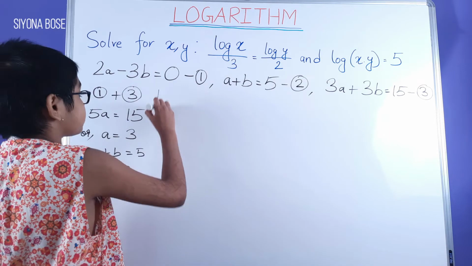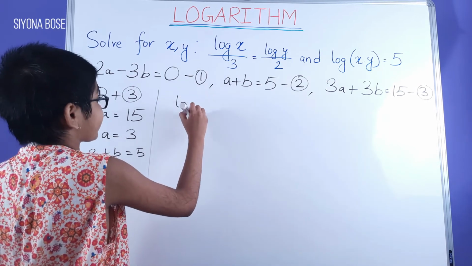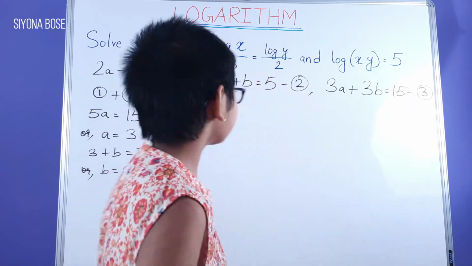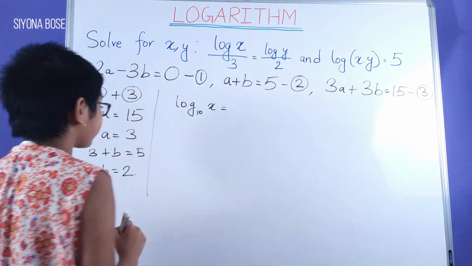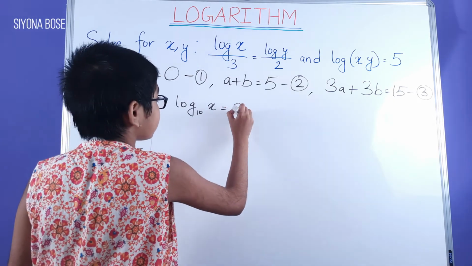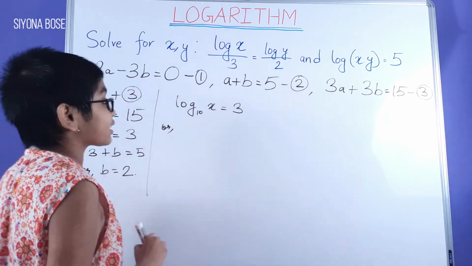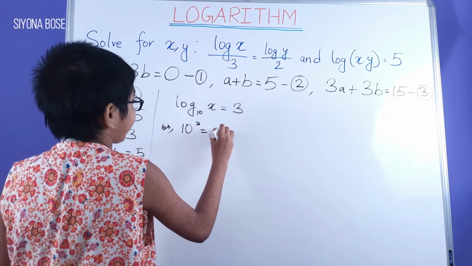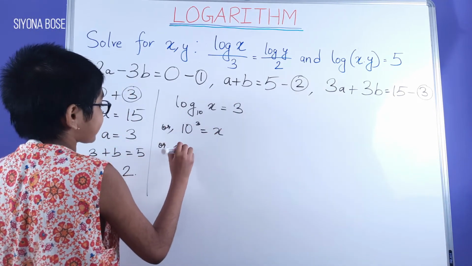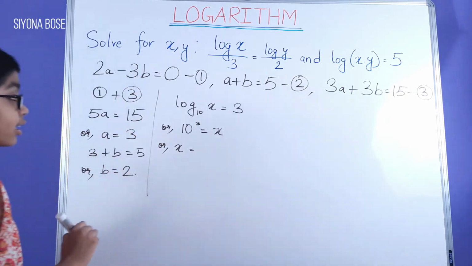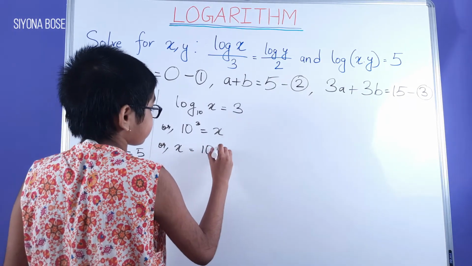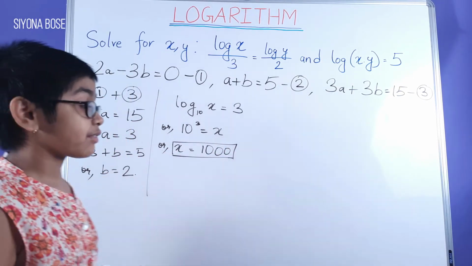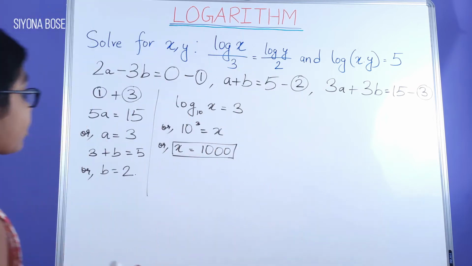Now, we consider that log of x to the base 10. Here, no base is mentioned. That means the base is 10. Log of x to the base 10 equal to a, which is 3. Now writing in the exponential form, it is 10 to the power 3 equal to x, or x equal to 1,000. This is the first value. This is the value of x, and now we're getting the value of y.